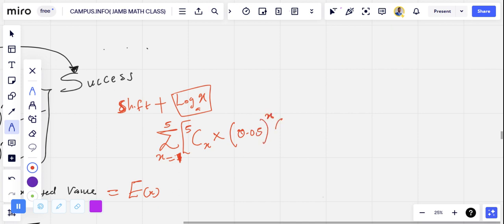So why do you put one? Don't change the x now. It will shock you. Don't change x. X starts from 1 to 5. Don't worry, it's going to program everything once and for all.